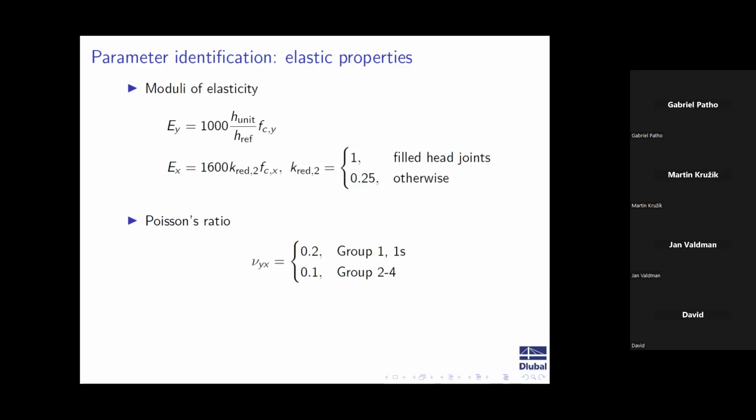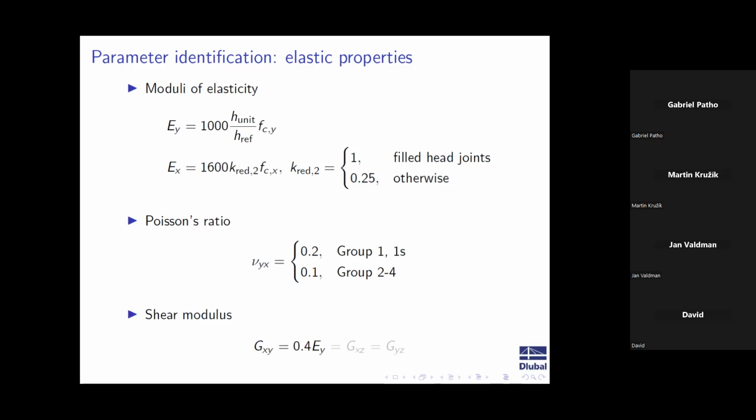Poisson ratio is set to 0.2 or 0.1 depending on the grouping. Let me remind you: grouping means how many holes or how much void is in my masonry. So if it's a solid block or very small holes, I take 0.2. If there are too many, then 0.1. This is not described in the Eurocode. This comes from experts, what they usually do, and they are satisfied with their own equations. It's something which you will not find like this in any literature.